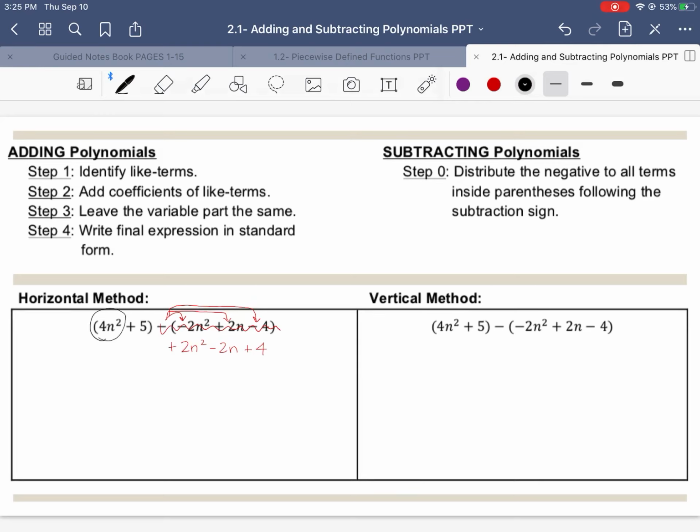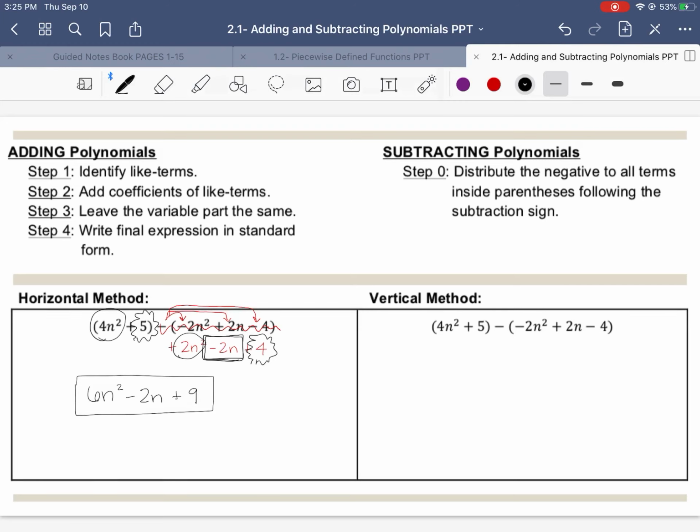So I have a 4n squared here, I have a 2n squared here. I add those together and I get 6n squared. Again, this one has a variable, so I'm going to go to this one next. This has a negative 2n, but there's nothing to combine it with, so I'm just going to bring it down. And then it looks like we've got a 5 here and a 4 here. Different shapes help us recognize different like terms. So 5 plus 4, positive 9. Again, I just checked to see if it's in standard form. It looks like it is, so we're good there.